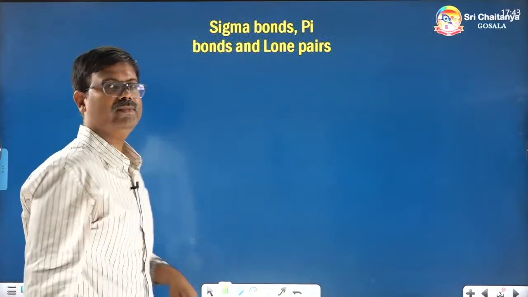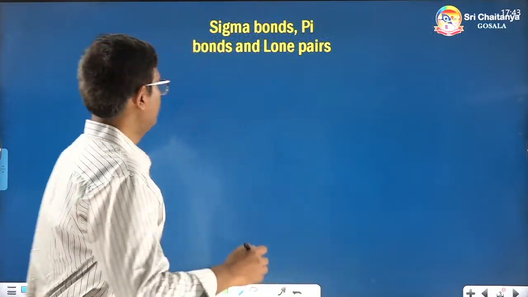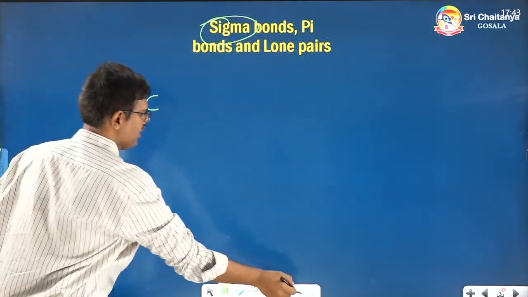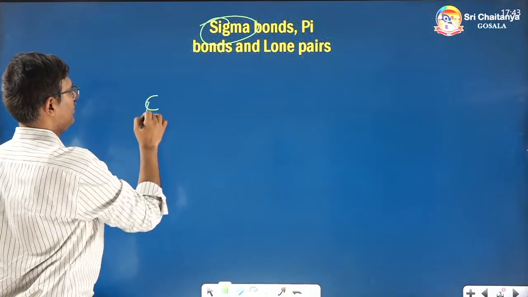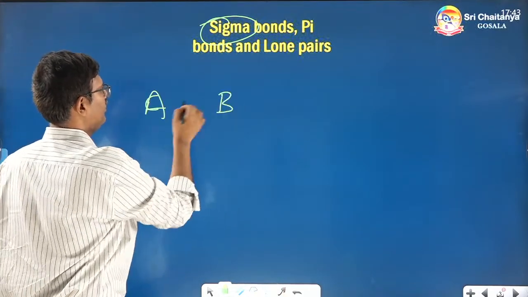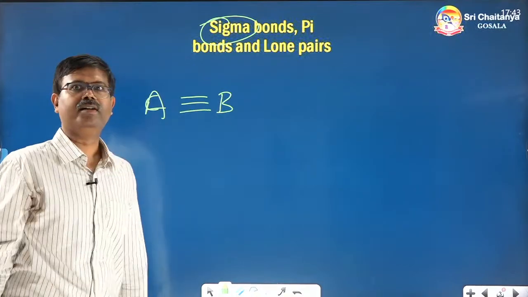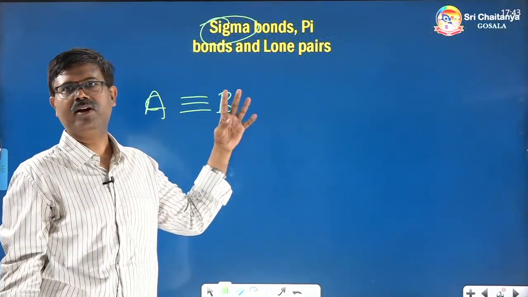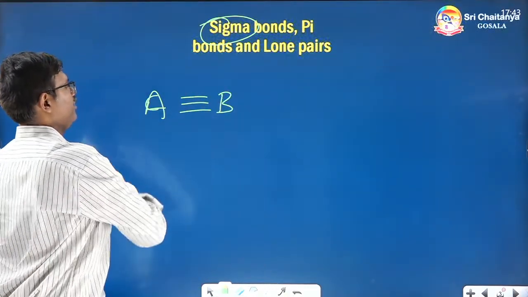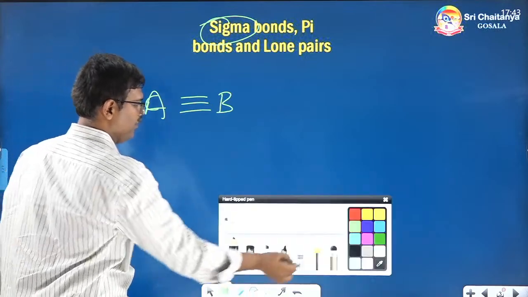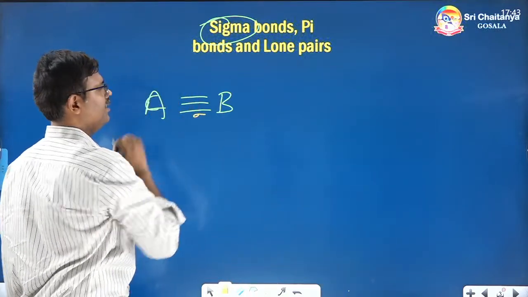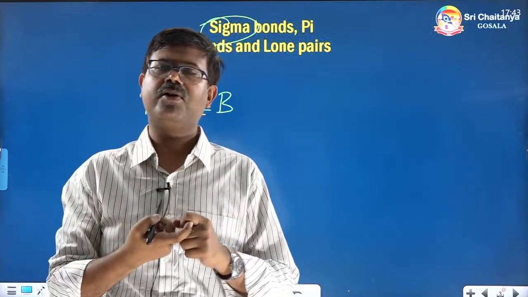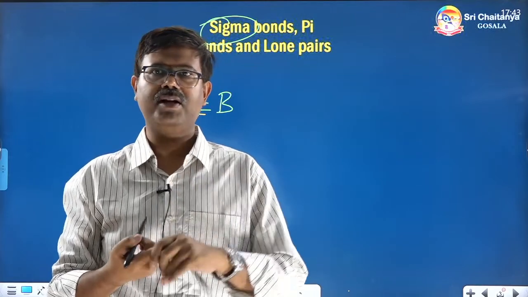Now see, what is a sigma bond? Suppose I have two atoms, let's say A and B. Now let's say it has a triple bond. Maximum you will see a triple bond only: single bond, double bond or triple bond, not more than that. If a triple bond is there, then one of the bonds is sigma. What sigma and pi actually are, and how a sigma bond is created in covalent bonding, you will learn in the chemical bonding chapter formally.